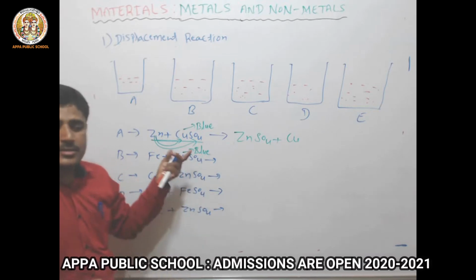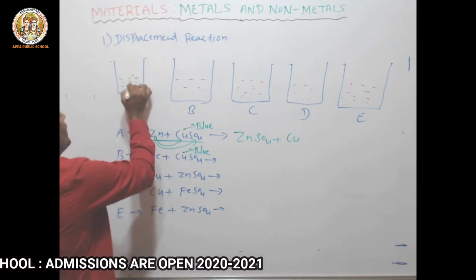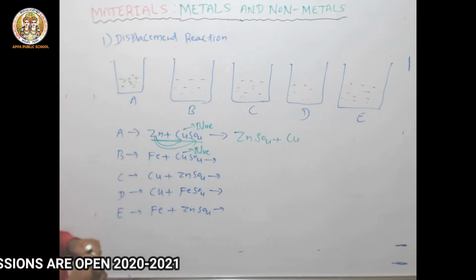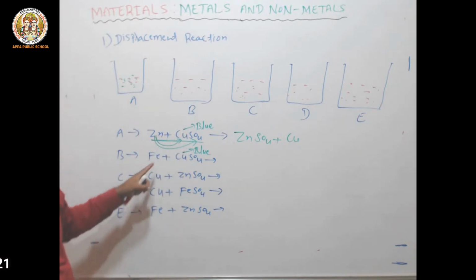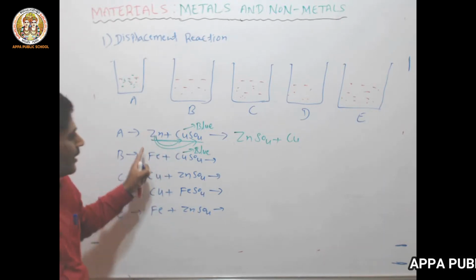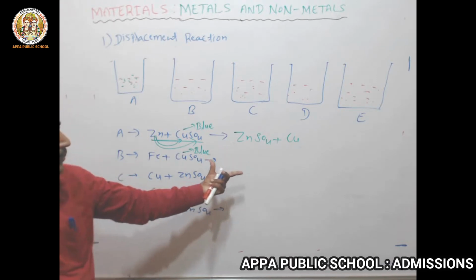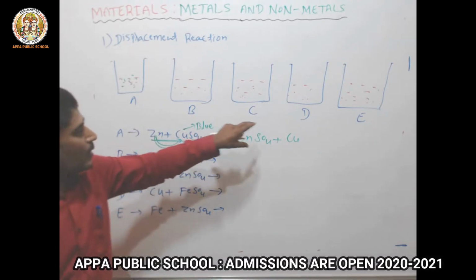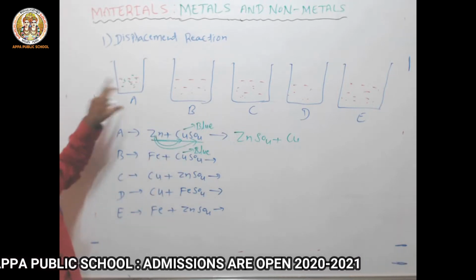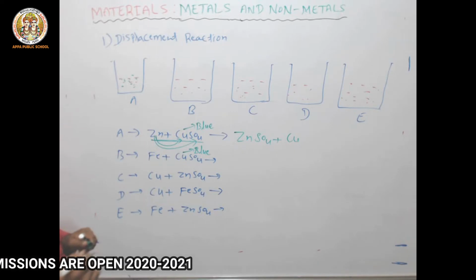Zinc reacts with copper sulfate solution. The reaction takes place in this beaker. My dear friends, zinc displaces the copper, and zinc reacts with sulfate. It forms zinc sulfate, ZnSO4, and copper gets separated. So these are the changes that take place in beaker A.